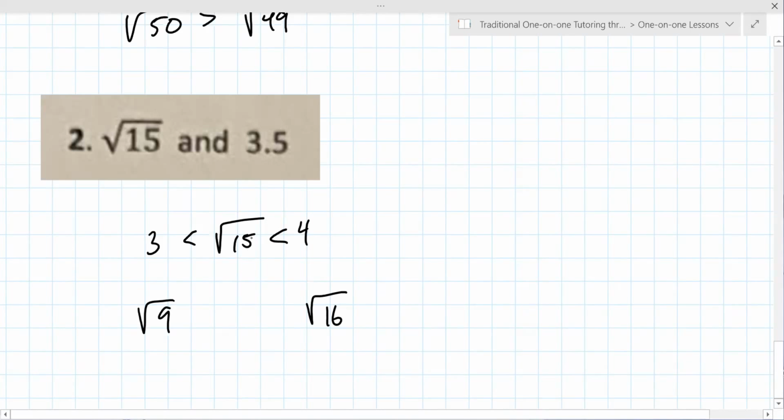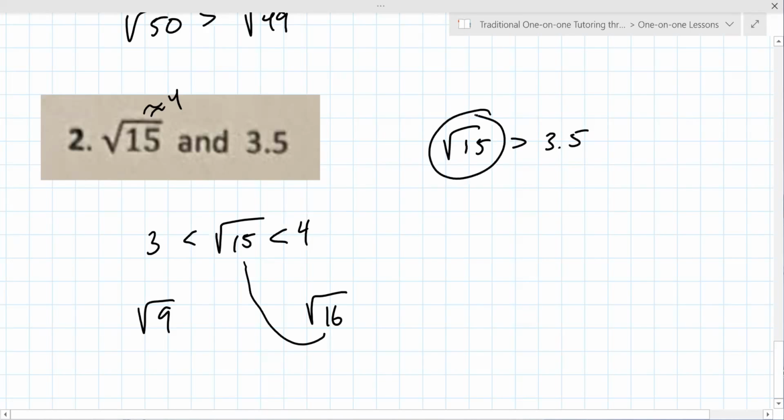Okay. But is 15 closer to 16 or is it closer to 9? It's closer to 16. So if we had to make a guess, the square root of 15 is like 4. It's about 4. Would you agree? Yeah. So how does that compare to 3.5? Is 4 bigger than 3.5 or less than 3.5? Bigger. So the square root of 15 is greater than 3.5.